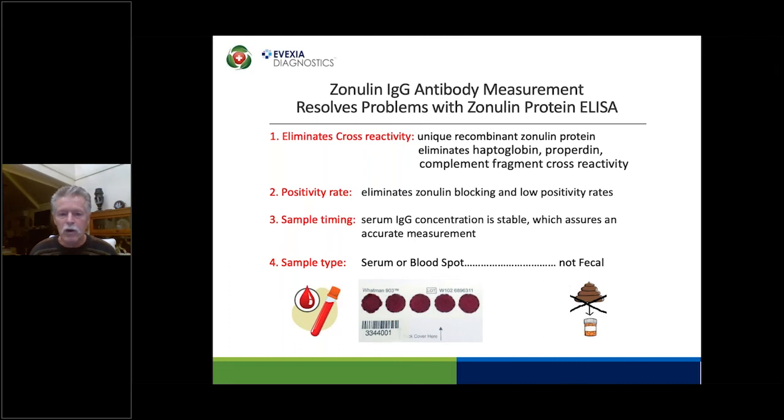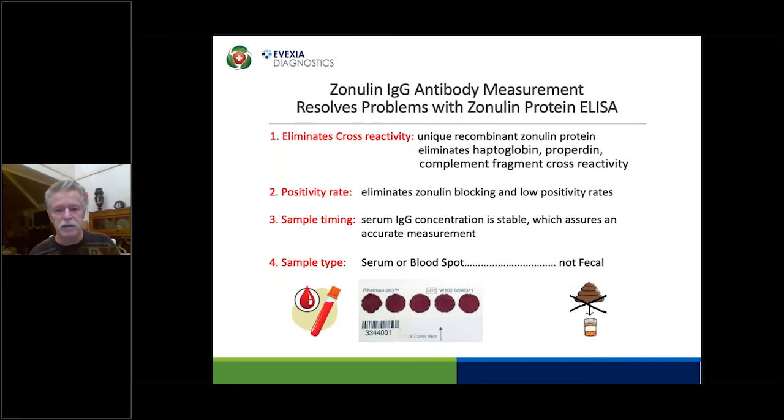What we also know is serum IgG concentration is stable for days and days at a time, which assures that you can get an accurate measurement. So you don't have to worry about timing a sample. So you get a good, accurate sample. And what we use is we use serum, we use blood spot, and we don't use fecal. Now, a lot of people like blood spots these days because you can do a finger stick. It's simple, it's quick, it's cheap, it's easy to ship.